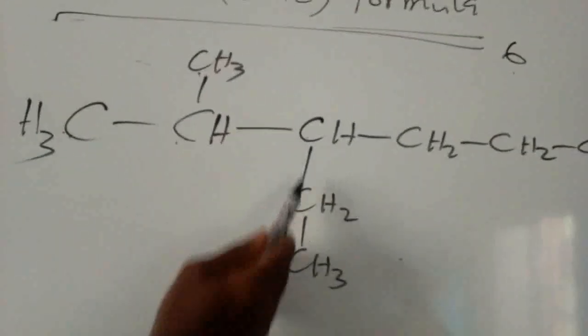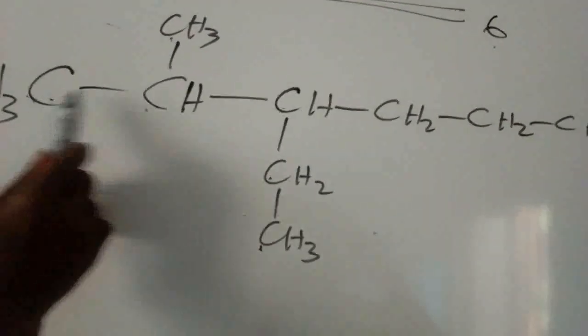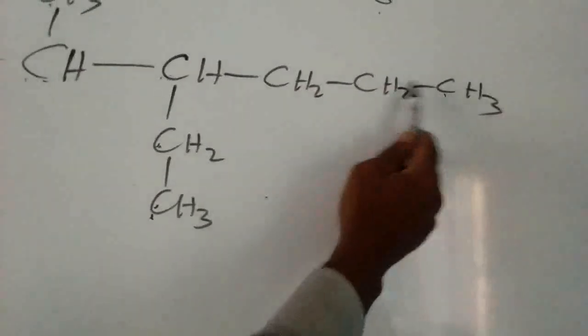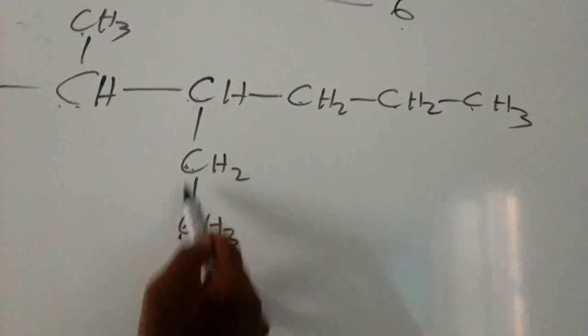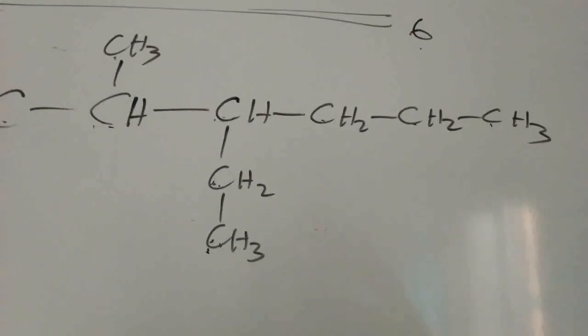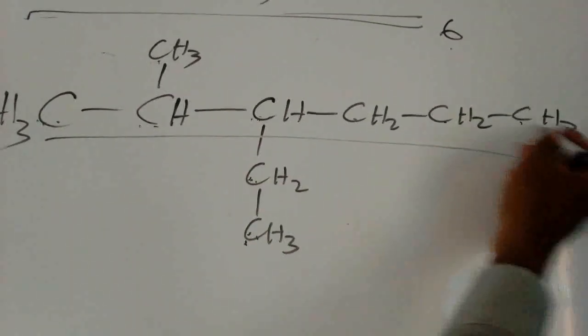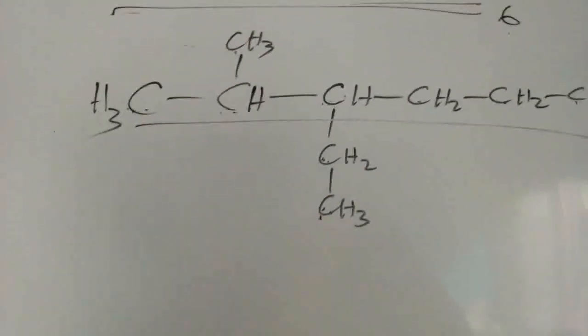1, 2, 3, 4, 5. Less than 6, we discount it. 1, 2, 3, 4, 5, 6. Longest chain is 6. So we take the straight chain since one of the branch chains also gives us 6. So we can take the straight chain as our parent chain.